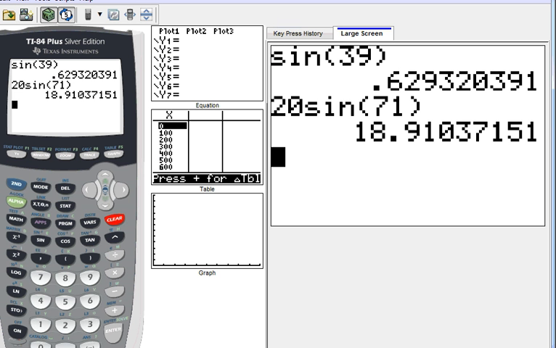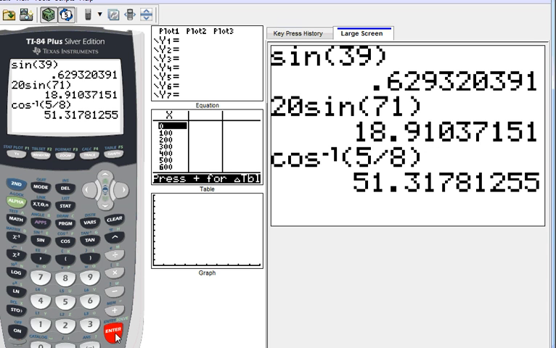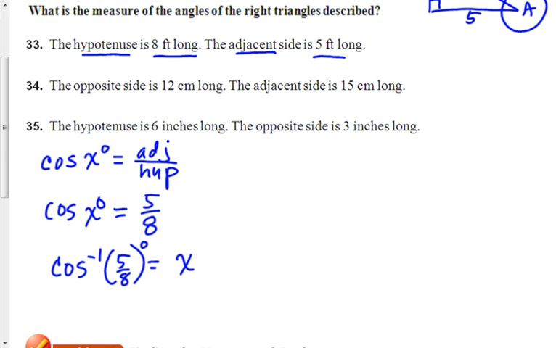If I go to my calculator now, instead of doing cosine, I'm going to do the cosine inverse. And then I just have to put in the ratio that I want to change into an angle. Press enter. And again, you need to make sure you're in the degree mode, but it says it's going to be about 51.3 degrees. So x is about 51.3 degrees. Okay. I'll get you started on the next one, and then I'll let you finish it, and then I'll let you try the last one on your own here.